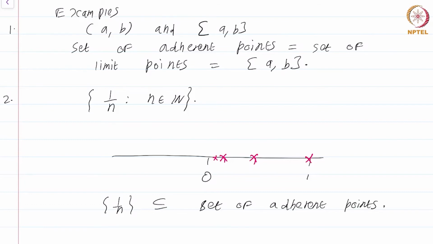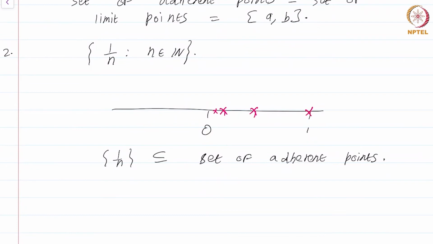Now it should be clear to you that if I take any one of these red points, the only sequence in the set {1/n} that converges to this point is a sequence that is eventually all ones. The same is true for this point, which is half. The only sequence in the set {1/n} that converges to half is a sequence that is eventually just half, repetitions of half. So none of these points are limit points.